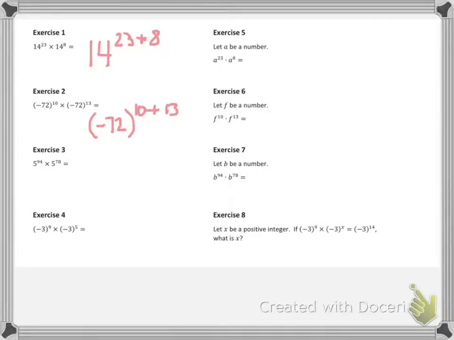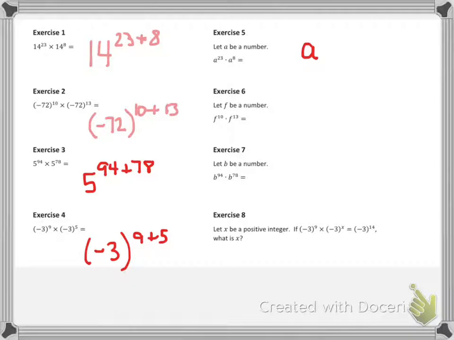Okay. Exercise 3, my base is a 5, so that's okay. And then I'm going to add the exponents, 94 plus 78. All right. I've got a negative number, so this is going to be a negative 3 as my base, 9 plus 5. All right, so when you get the hang of this, maybe pause the video and solve a few on your own, and then watch the solution and see if you did it right.